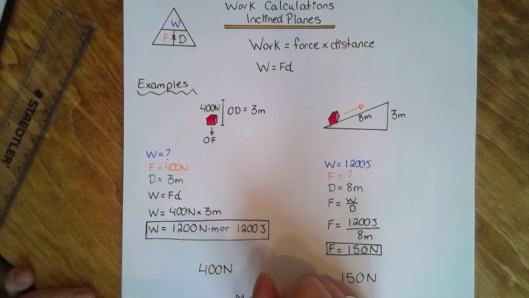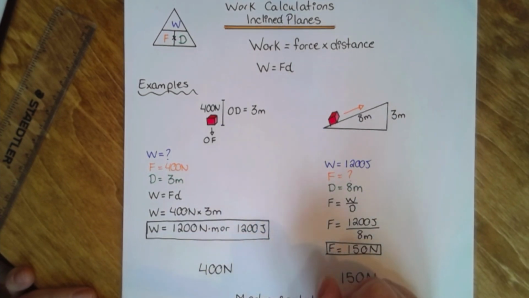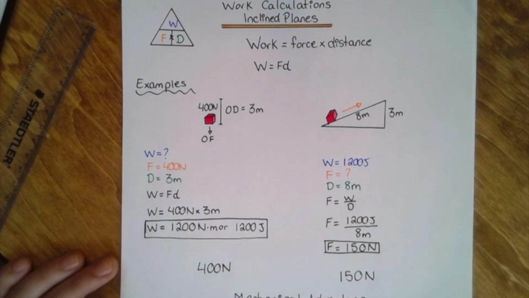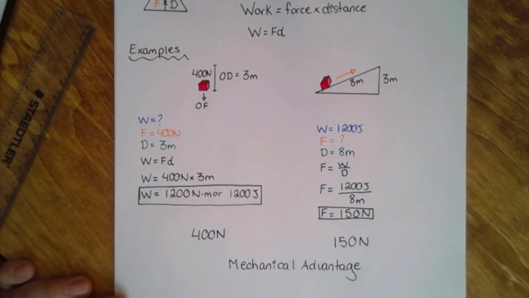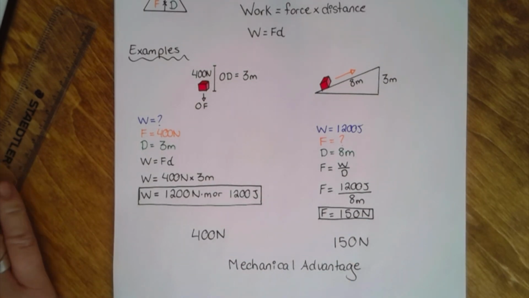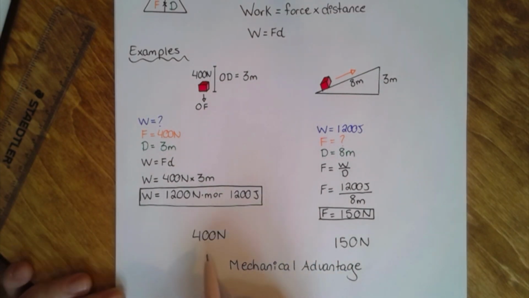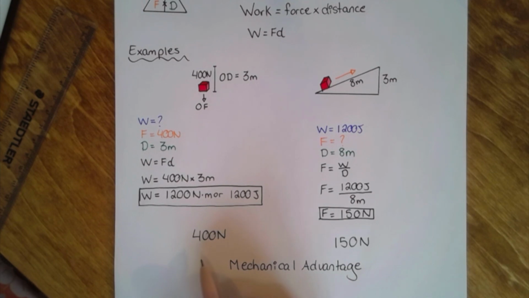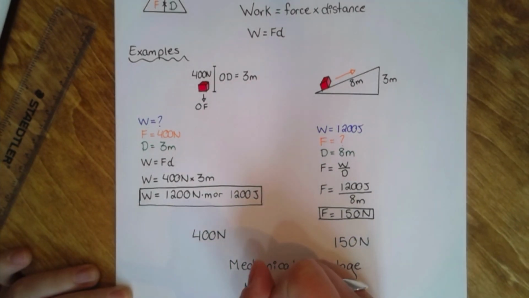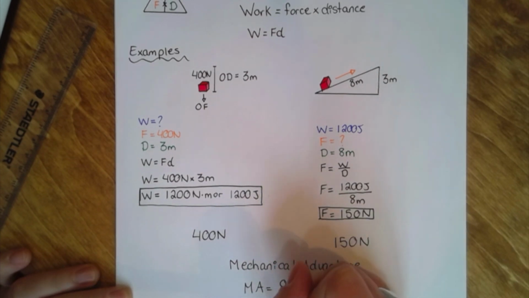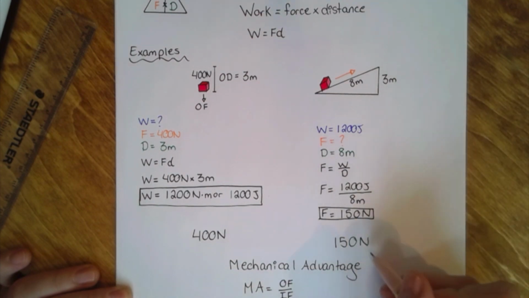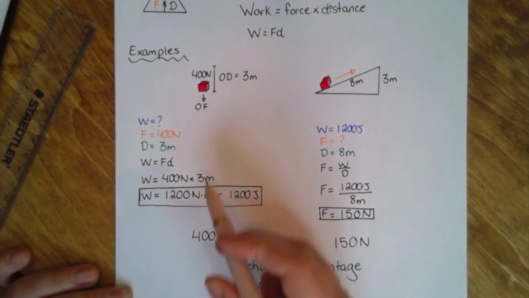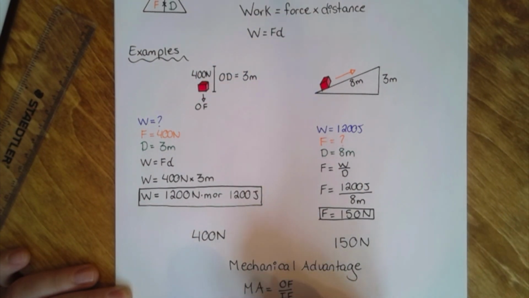So when we're talking about mechanical advantage now, it's simply a ratio between these two. So what that's going to look like is you're basically going to take your output force and divide it by your input force. Right? This is how much we only had to put in. This is how much it put out if we just lifted it up. So our mechanical advantage is going to be 400 newtons over 150 newtons.